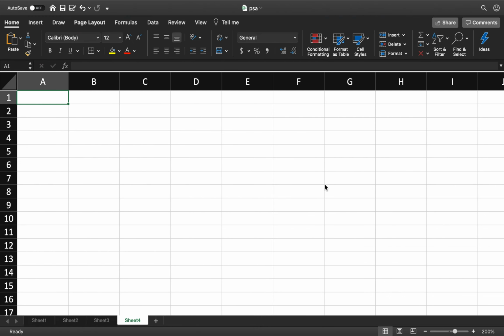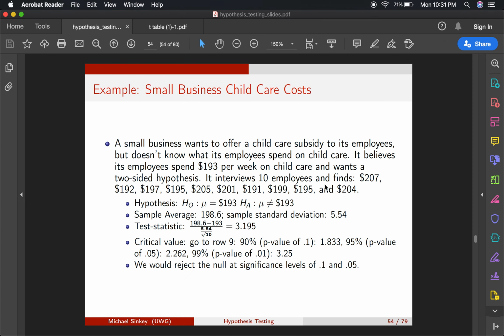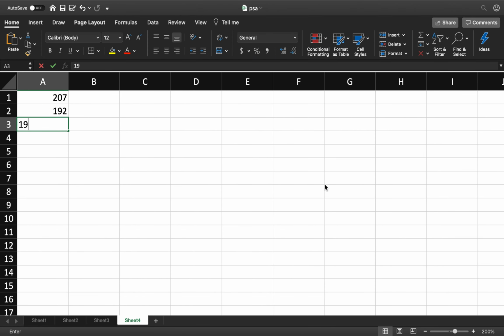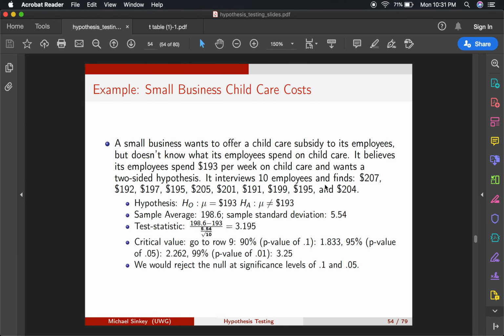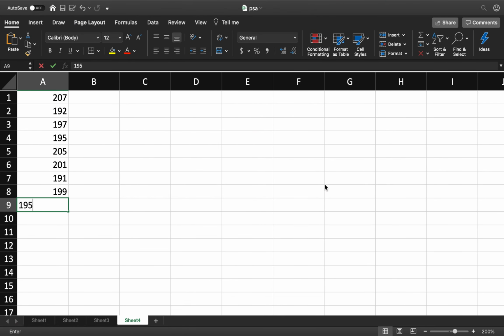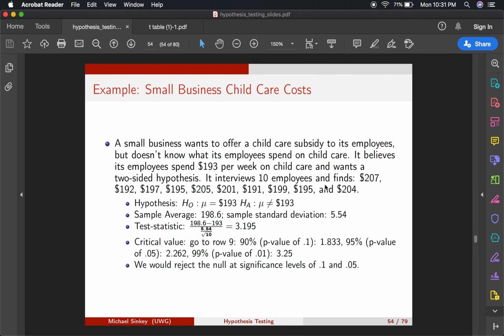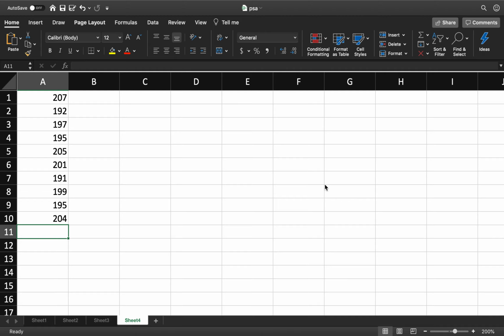Let's go to Excel. It finds that employees spend $207, $192, $197, $195, $205, $201, $191, $199, $195, and $204. So this is the data. They interview, how much do you spend on childcare a week? They tell us. The null is 193. Now, if you look at the data, there are not very many observations below 193. Most are a little above, so we might think intuitively, hey, we're going to reject the null.